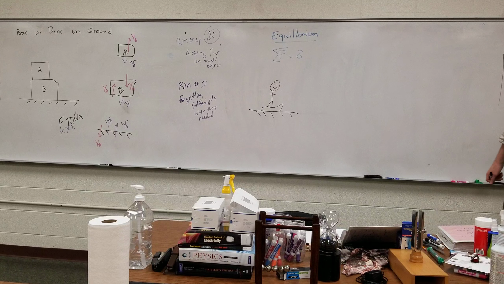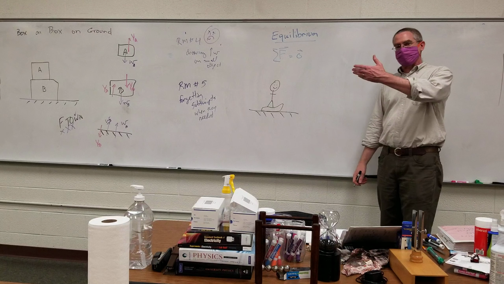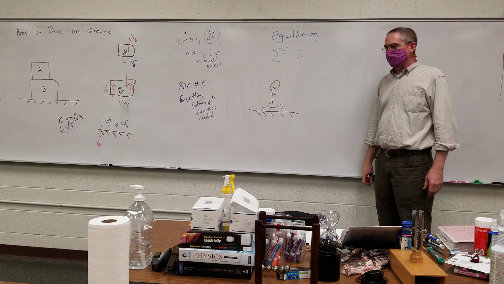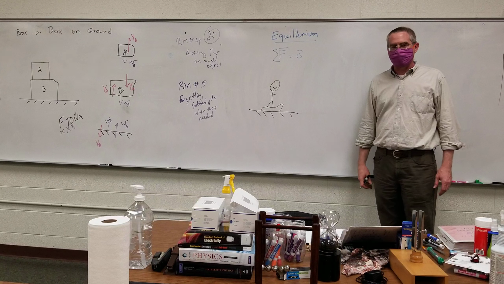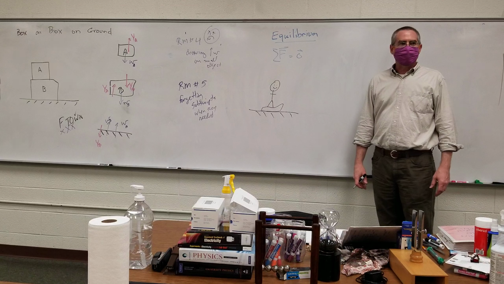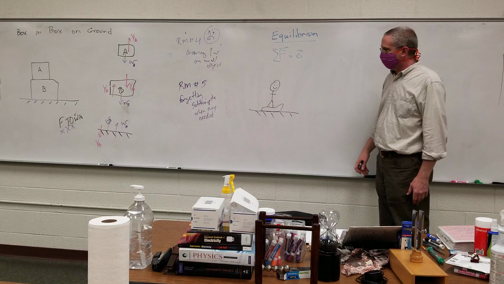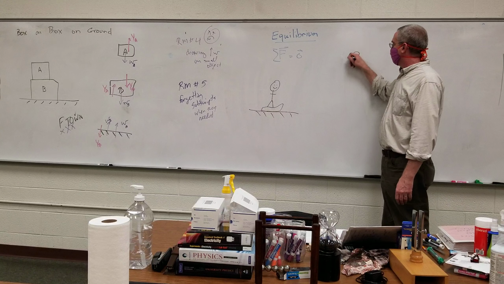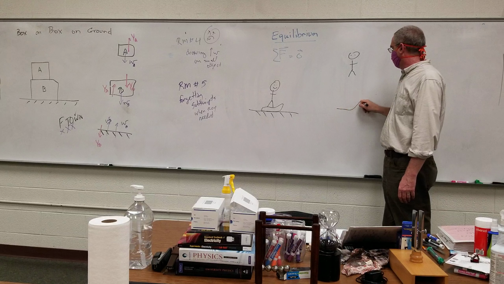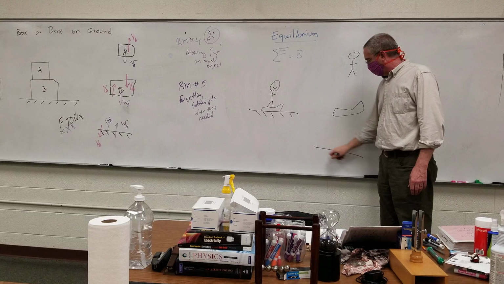You're standing on a scale. So instead of box on ground, it's person on scale on ground. We will assume that this person is weighing himself on the earth. I'm not going to worry about the building. So I draw my three objects here: person, scale, and ground.